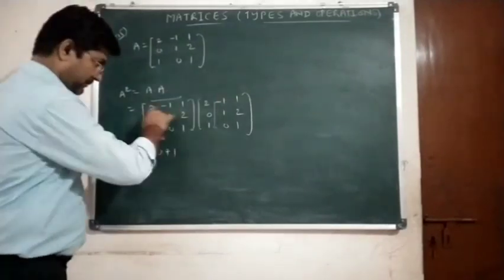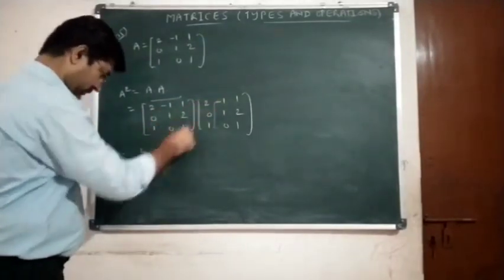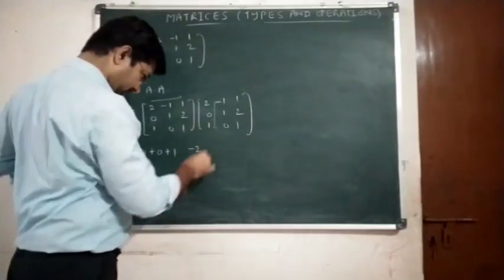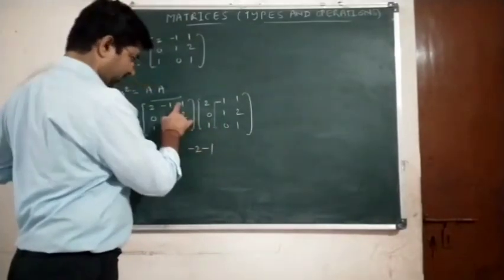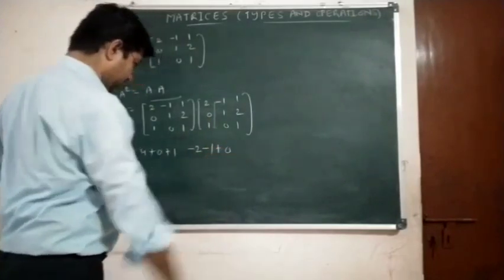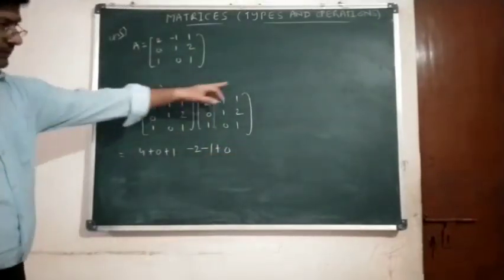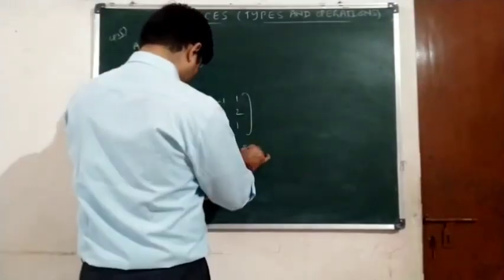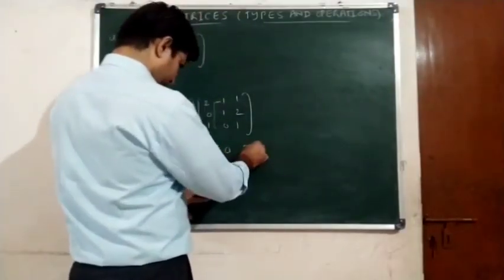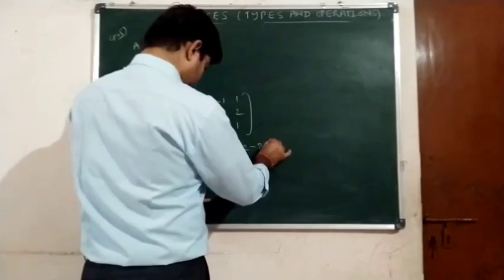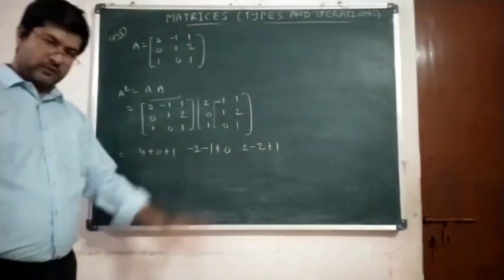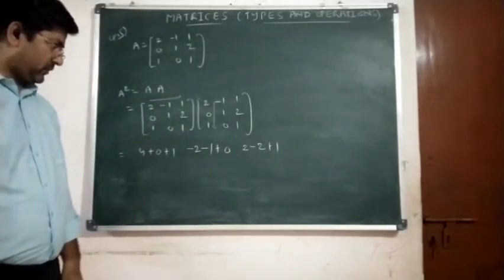Okay, now let us multiply first row with the second column. So 2 into minus 1 is minus 2, minus 1 into plus 1 is minus 1, and 1 into 0 is 0 only. Now first row with the third column. So 2 1s are 2, then minus 1 into 2 is minus 2, plus 1 1s are 1. Okay, so here we got the elements of the first row.